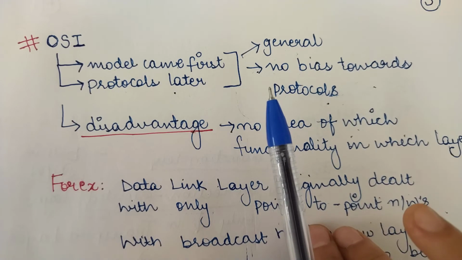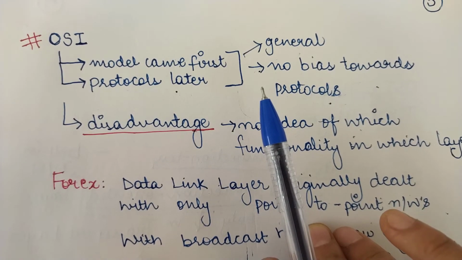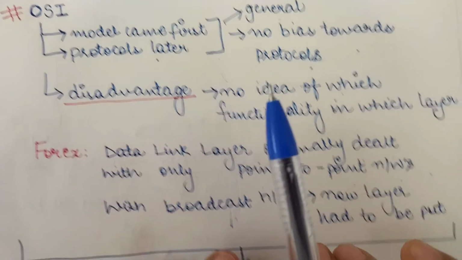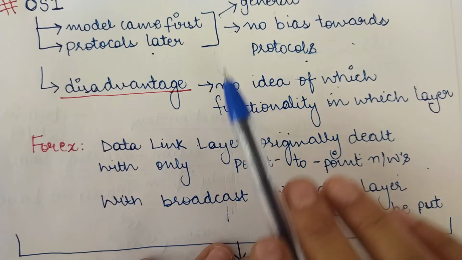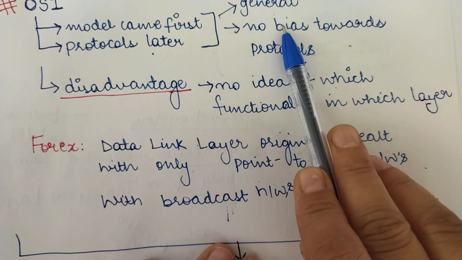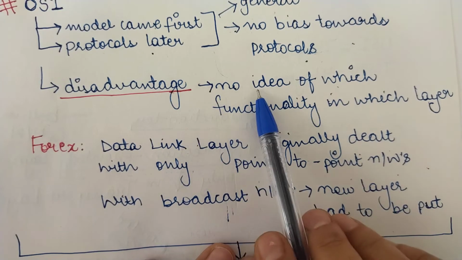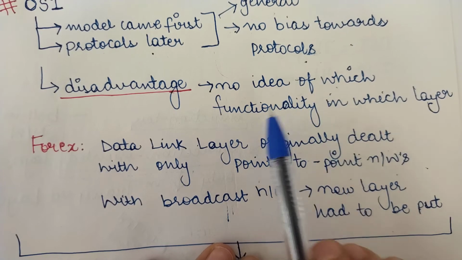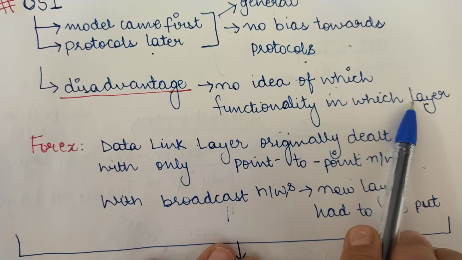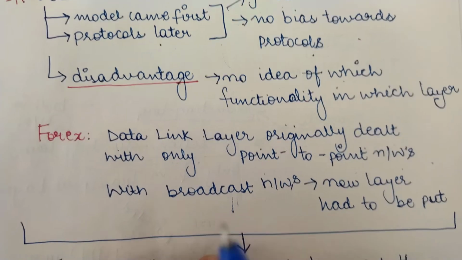That is why I said that in case of the OSI reference model, it is easier to change the protocol stack. But what is the disadvantage then? The disadvantage is that since this model was a general model and was not designed for any specific protocol stack, the designers had no idea of the subject and they did not know which functionality should be put in which specific layer, since it was a general model.